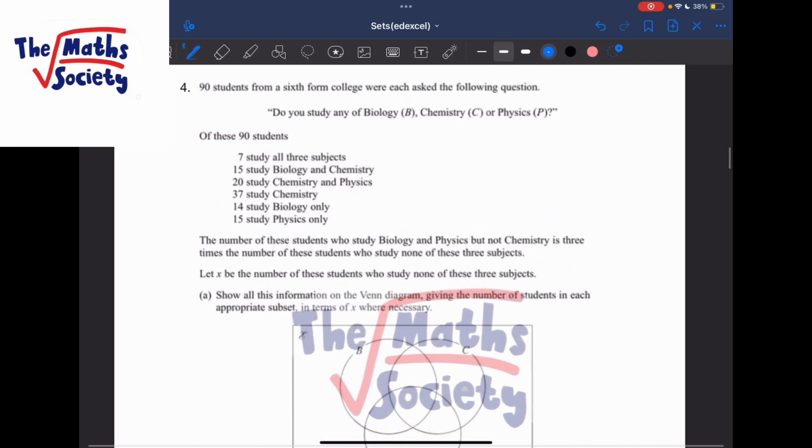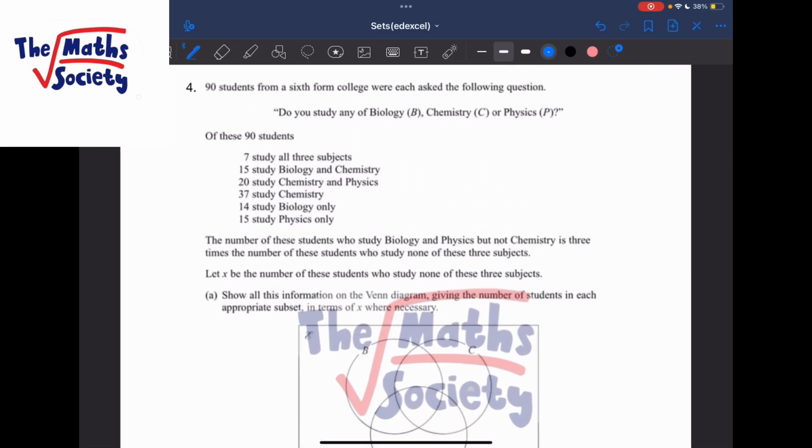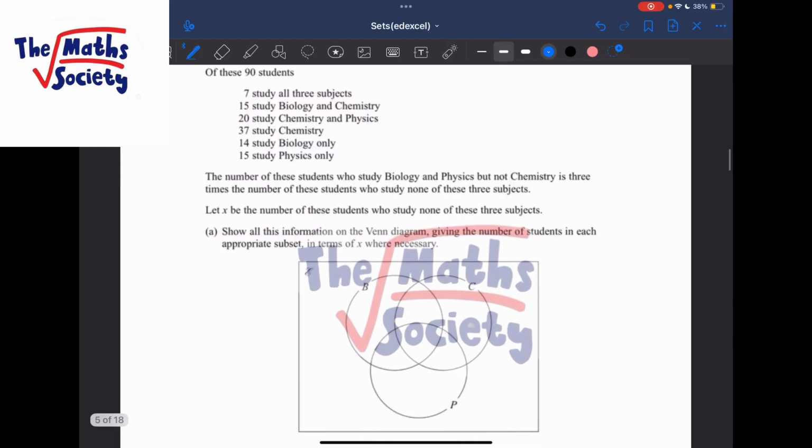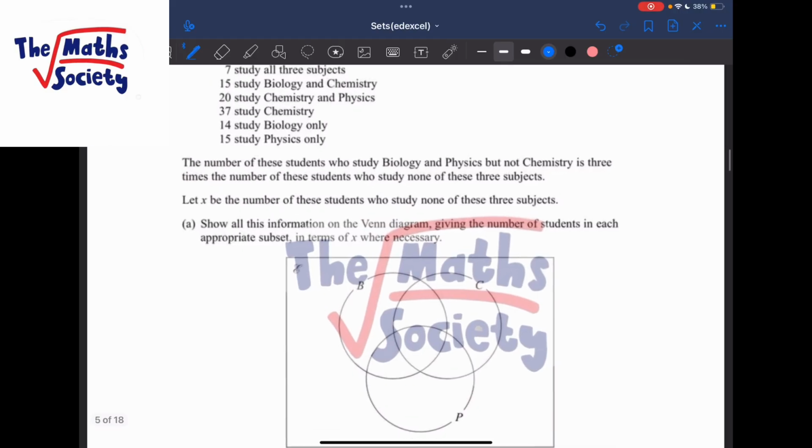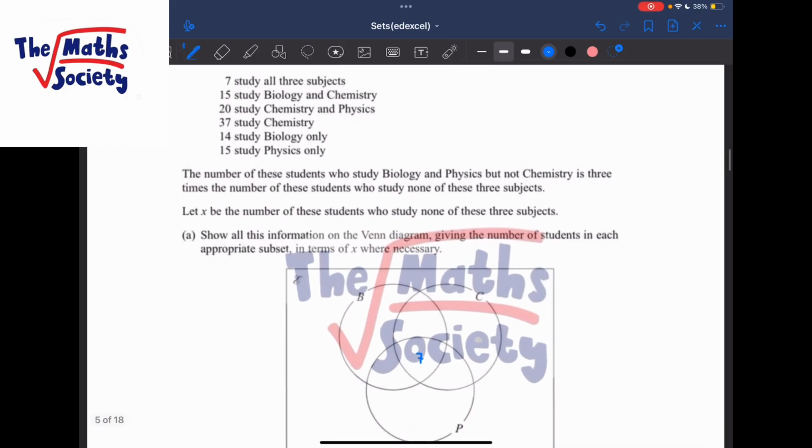Okay, so we'll move on to number 4. Number 4 says that 90 students were from a sixth form college and were asked: do you study biology, chemistry or physics? 7 study all 3, 15 study biology and chemistry. We just have to write it down in the Venn diagram as well, because it says show all this information in the Venn diagram for the number of students. So 7 studies everything.